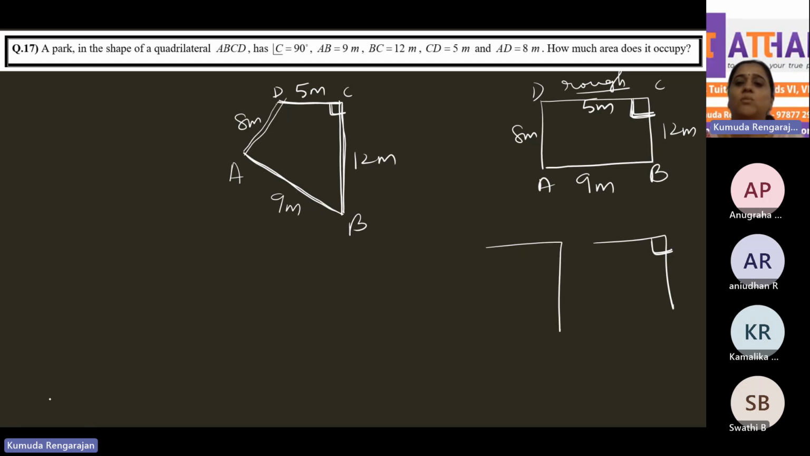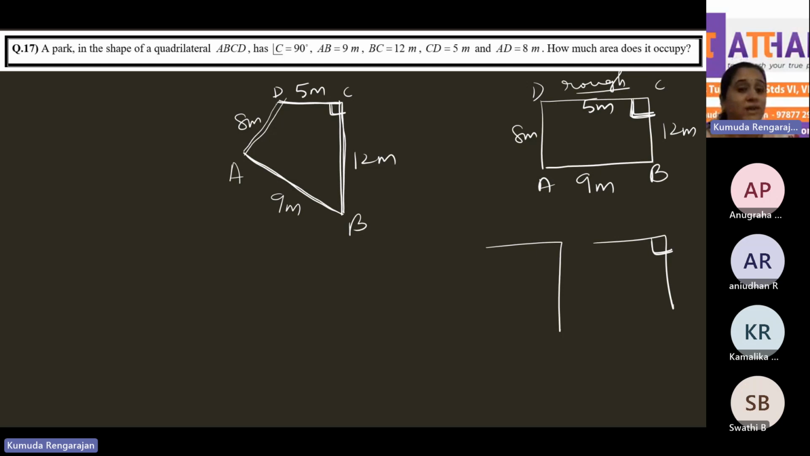Now the question is, how much area does it occupy? A park in the shape of a quadrilateral ABCD. This one is a park. You should find the area of the park. Now to find the area of a quadrilateral, we need to divide the quadrilateral into 2 triangles by joining one of the 2 diagonals. Name the 2 diagonals of this quadrilateral. That's your question.